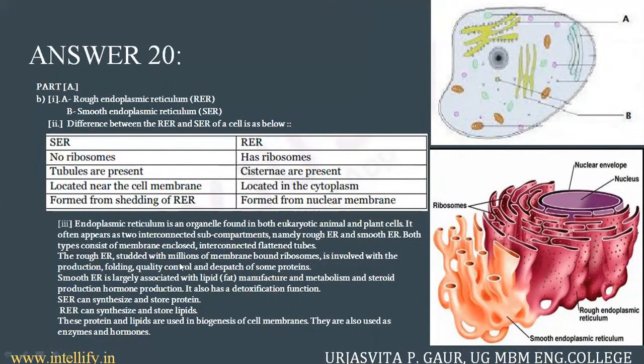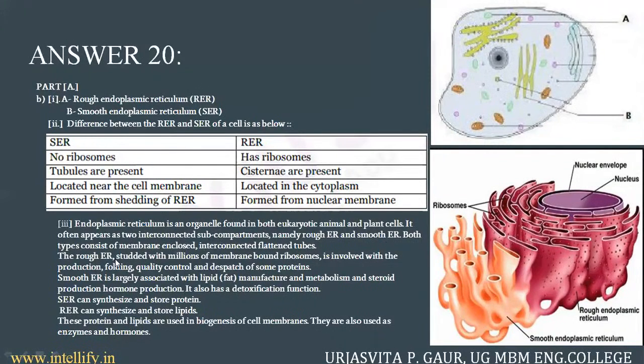And the third part says, explain how prokaryotes are different from eukaryotes with respect to cell division. Oh, no. Mention one function of each of them. So, endoplasmic reticulum is an organelle found in both eukaryotic animal and plant cells. It often appears as two interconnected subcompartments, namely rough ER and smooth ER. Both consist of membranes, and they are interconnected flattened tubes as well.